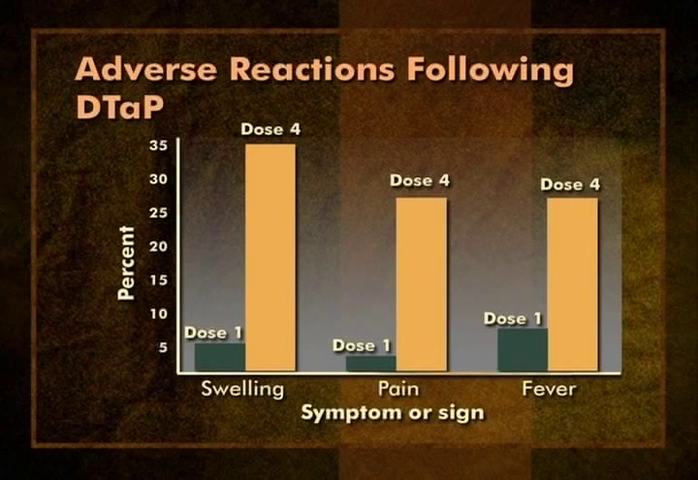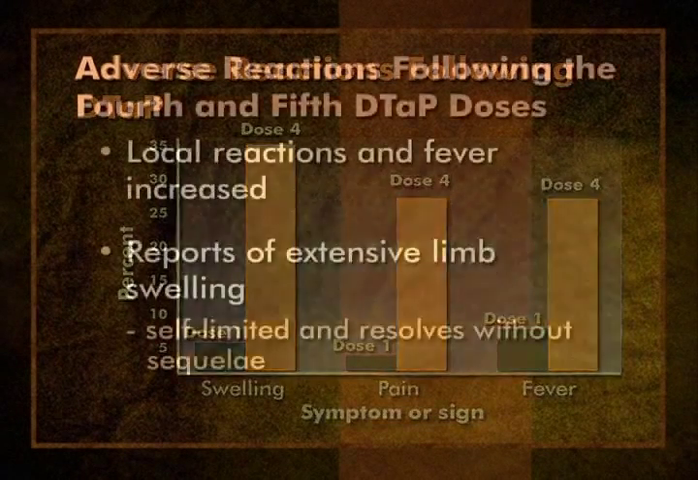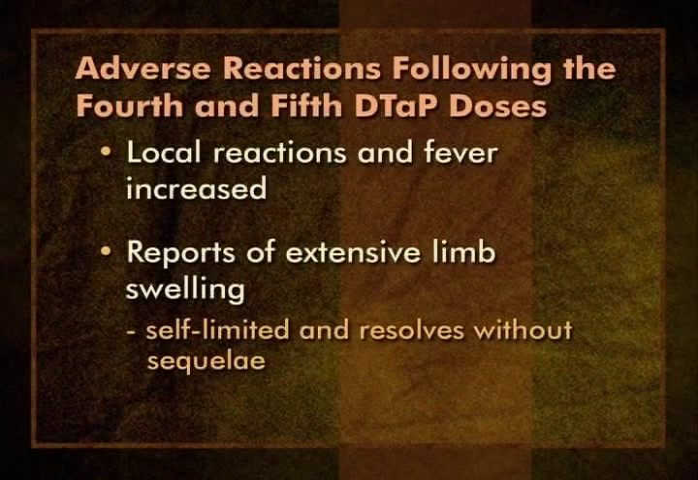For instance, swelling at the site of injection, shown on the left side of the graphic, increased from 4% after the first dose to 35% following the fourth dose. The same pattern is seen for pain at the injection site and fever after vaccination. Although the data shown in the graph are for Infanrix, it appears that local reactions and fever are increased following the fourth and fifth doses of all brands of DTaP.